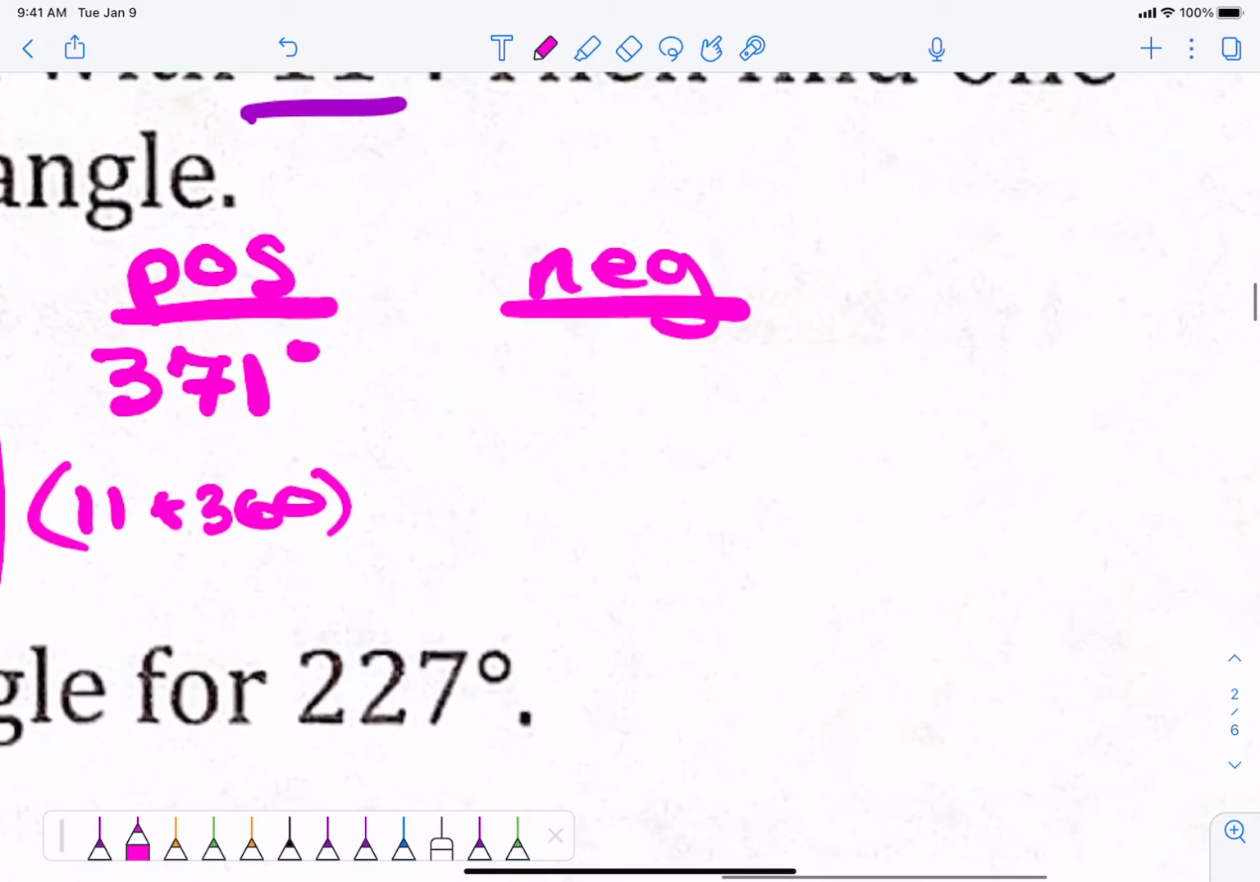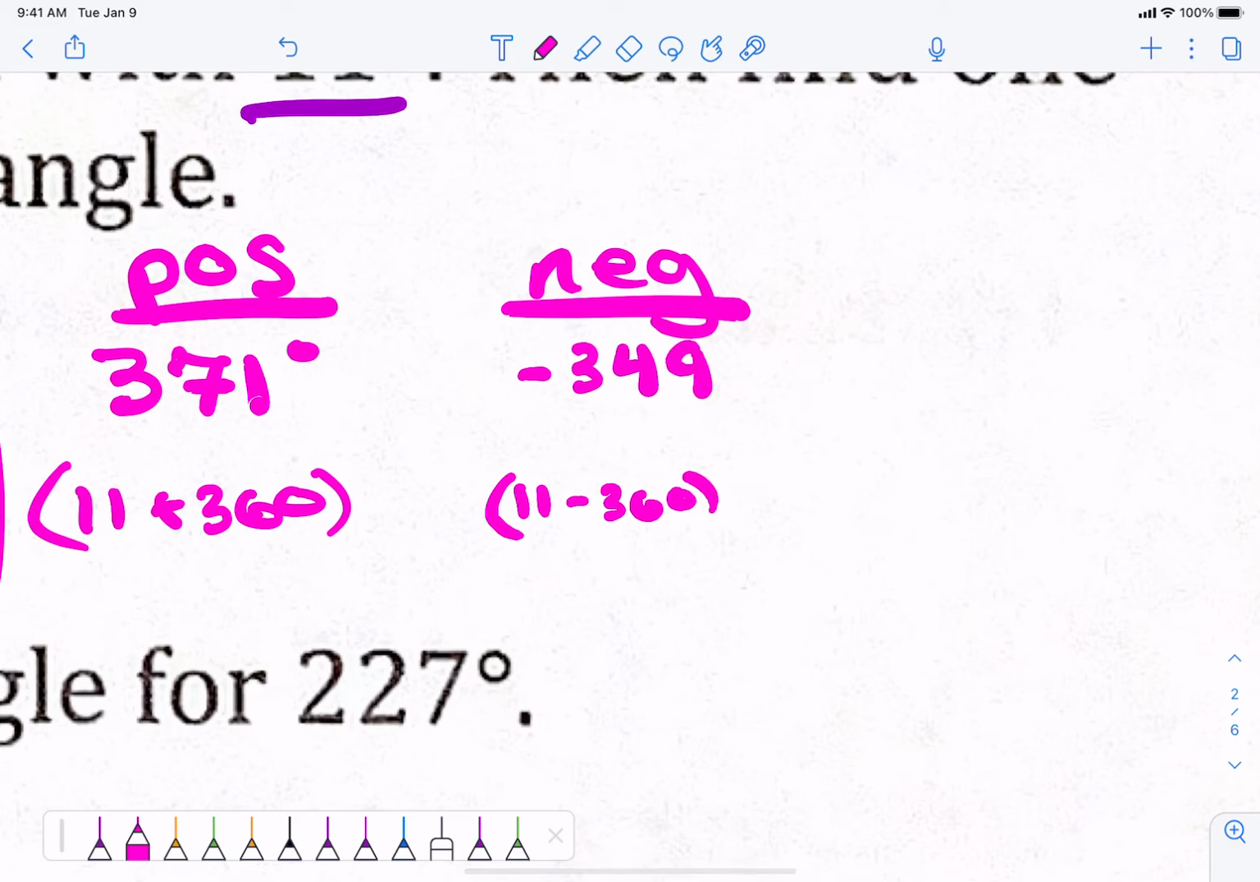How do I find the negative angle? 11 minus 360. So that's going to be my negative angle, negative 349. Is that right? 349? Okay, so there's one positive angle, one negative angle, and those are the same spot as what 11 degrees would be.